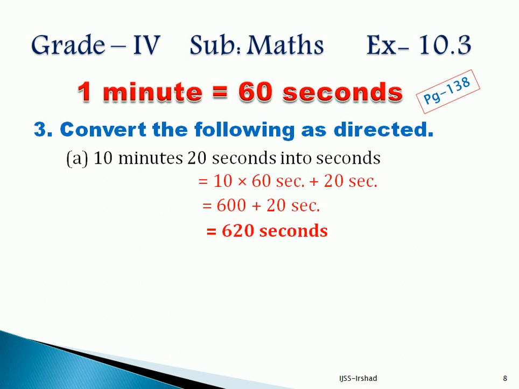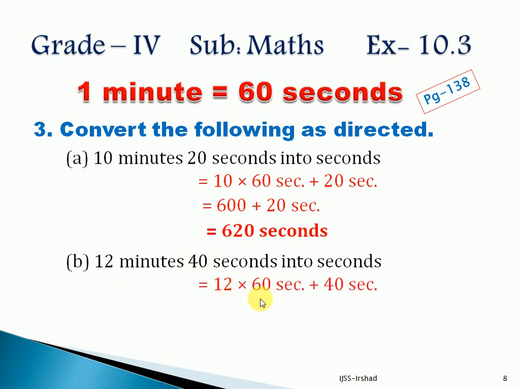This is your answer. And one more question is there on this page in this number, question number B. Let's have question number B on our screen. So this is question B. 12 minutes 40 seconds into seconds. So this also you have to convert into seconds. So simply you can do this. 12 will be multiplied by 60, and whatever will come in that you can add this 40 seconds. So it will give you 720 plus 40 seconds, means if you add these two, 760. So 760 seconds is your answer.